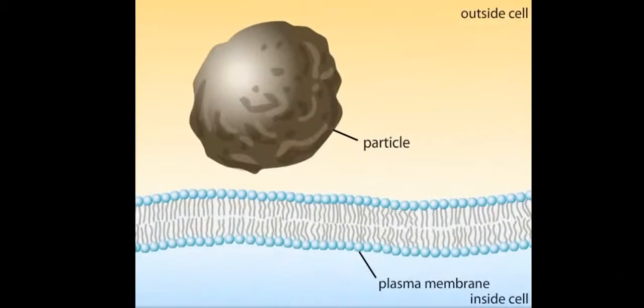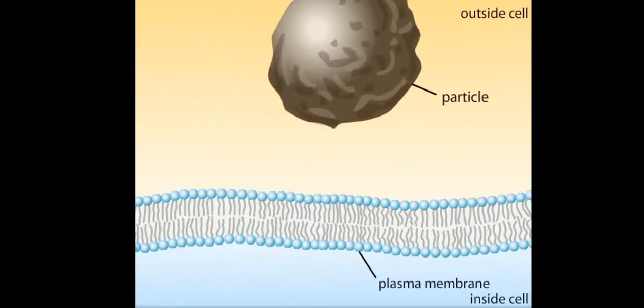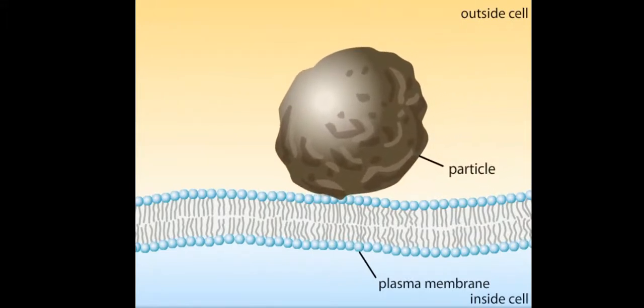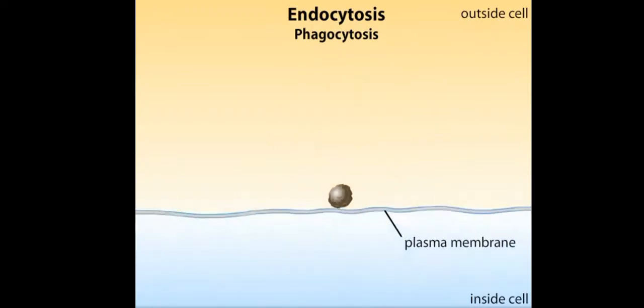Particles or macromolecules that are too large and too charged or polar to pass through biological membranes are taken into cells by a process called endocytosis. Phagocytosis is one of three types of endocytosis. In phagocytosis, which means cellular eating, part of the plasma membrane engulfs the particle.